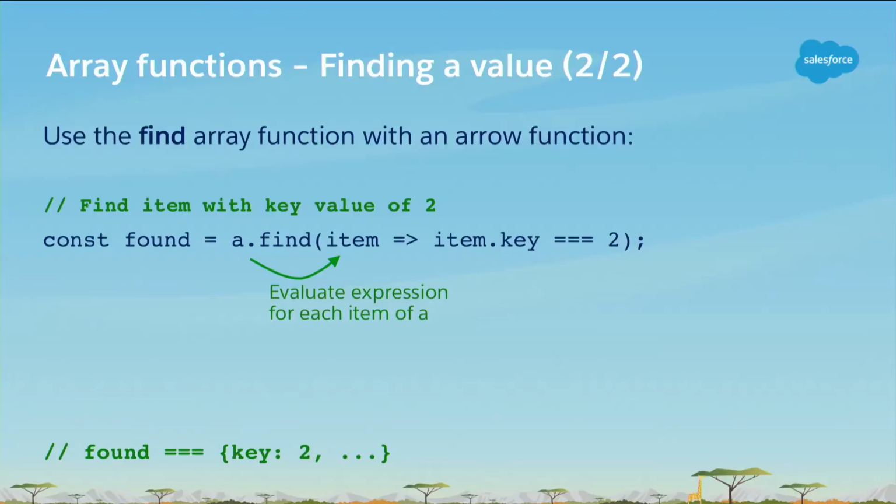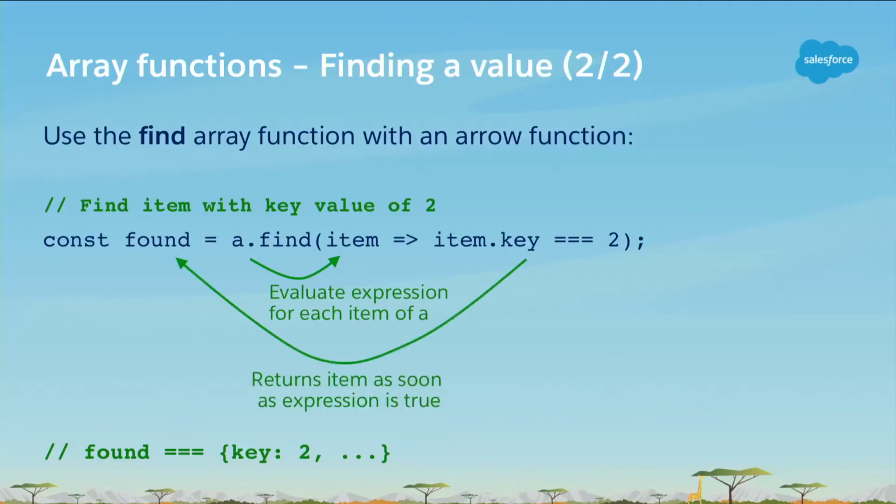Basically, for each element of the array, we're going to evaluate the expression that is inside find. We call an arrow function. This arrow function transfers each item of A into item, and then we evaluate a Boolean expression for that. Now, as soon as the Boolean expression returns true, we return the item that was found. So this does what the previous code does, but it's a single one-liner, and there's no risk of error.